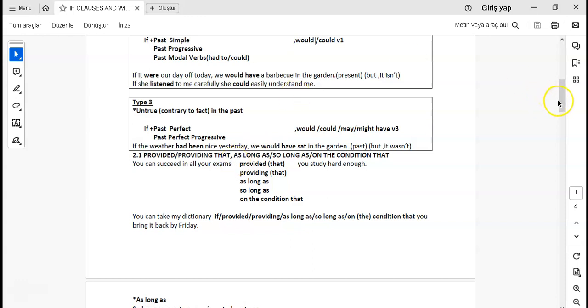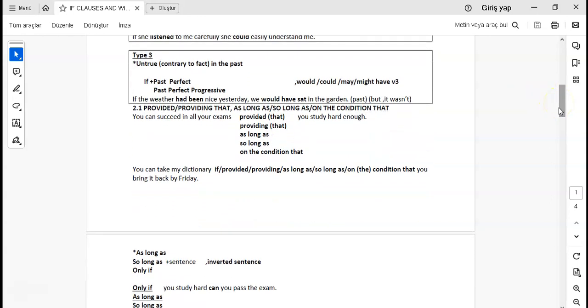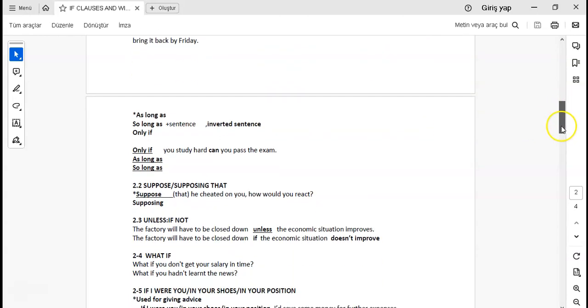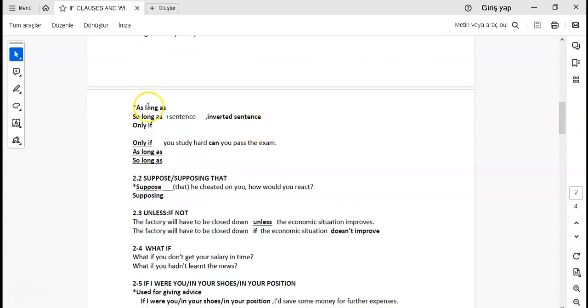And you don't need to use if all the time. If has some siblings, what are they? Provided that, provided, or providing that, as long as, so long as, on the condition that. And so as you see in this example, you can use before the conditions if, provided, as long as, so long as, on the condition that structure. But keep in mind there's an exception. If you use as long as, so long as, and only if at the beginning of the sentence, you have to invert the second part.